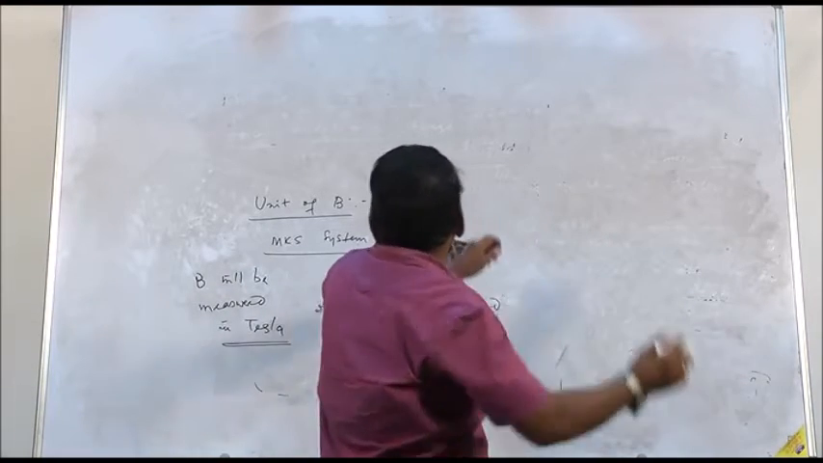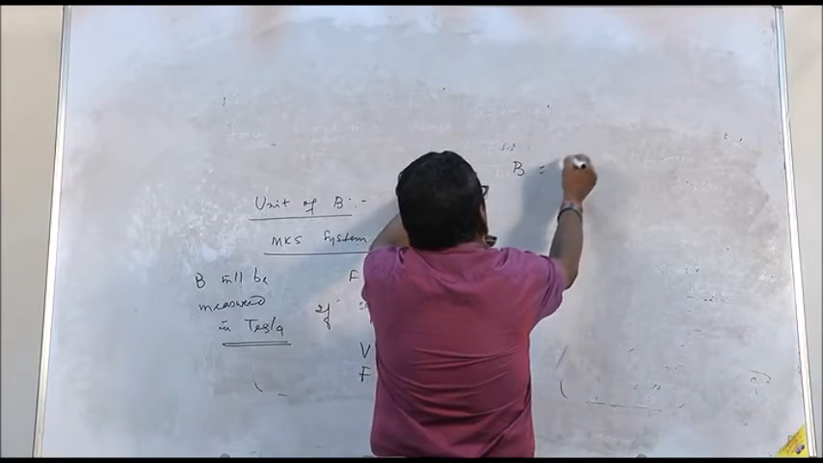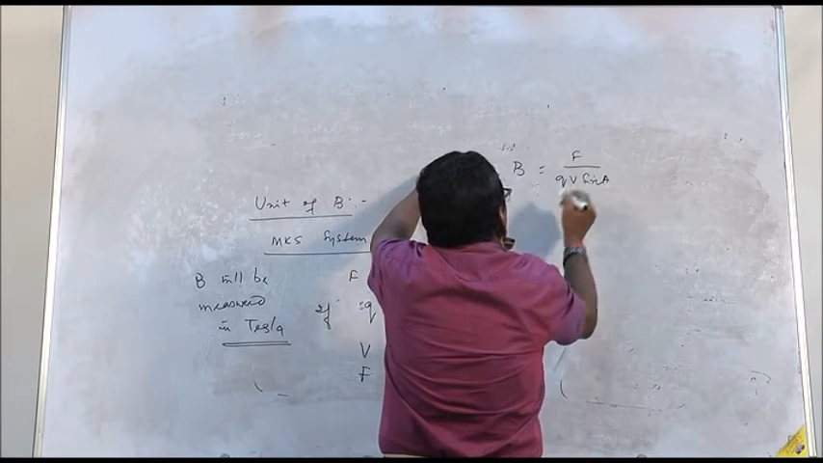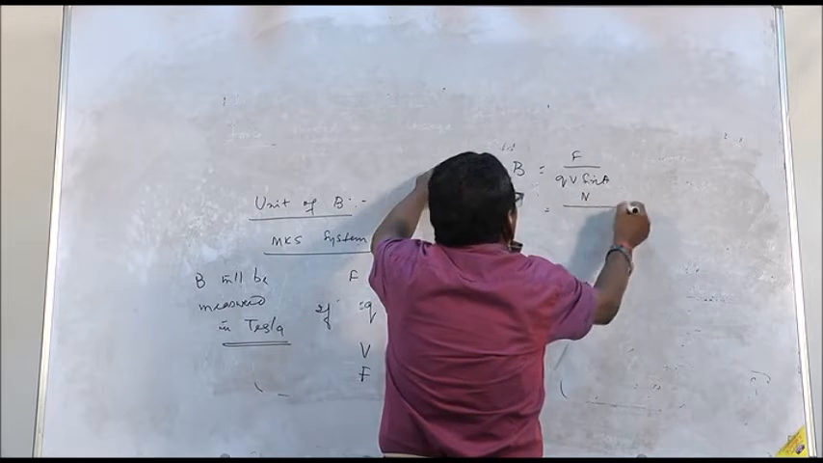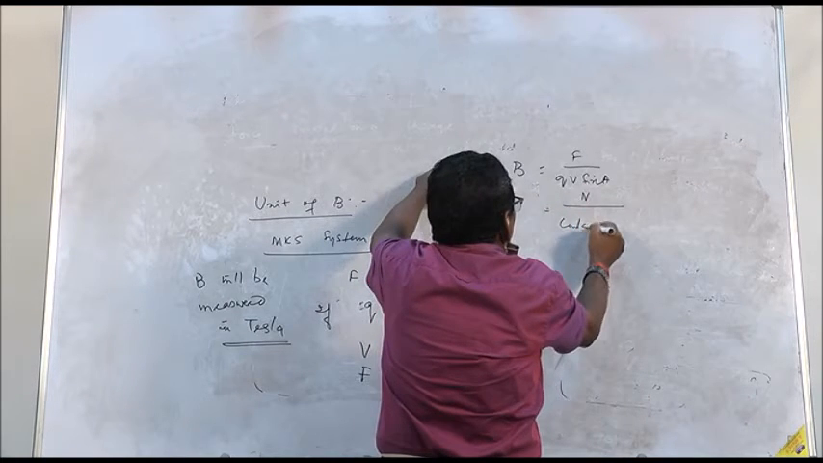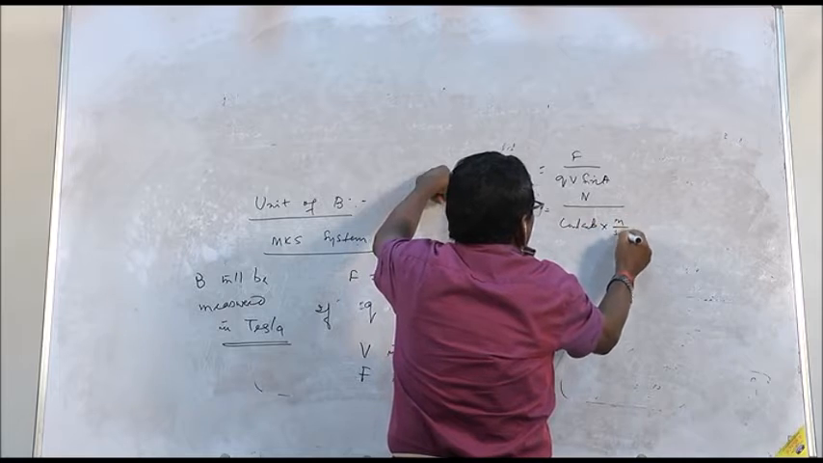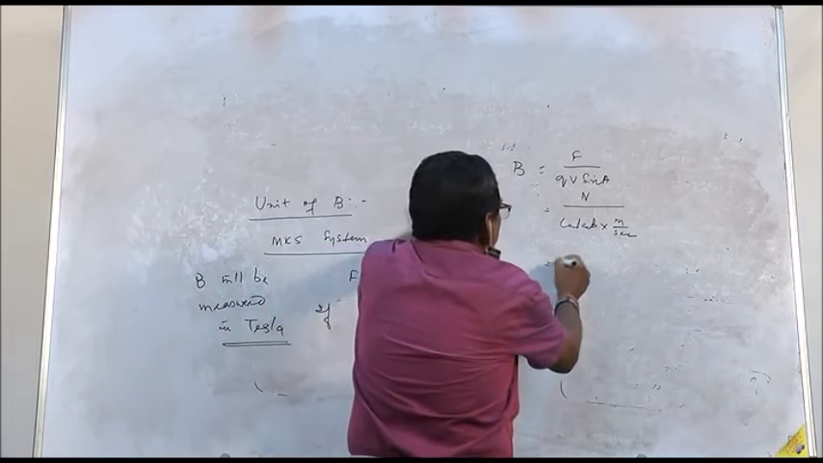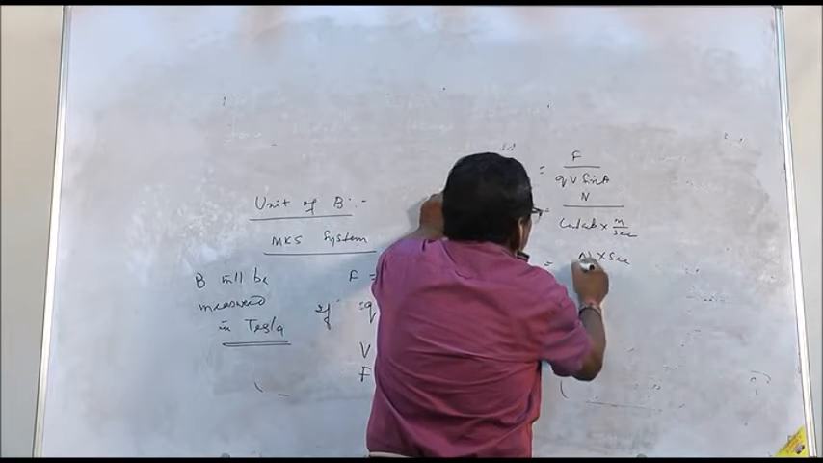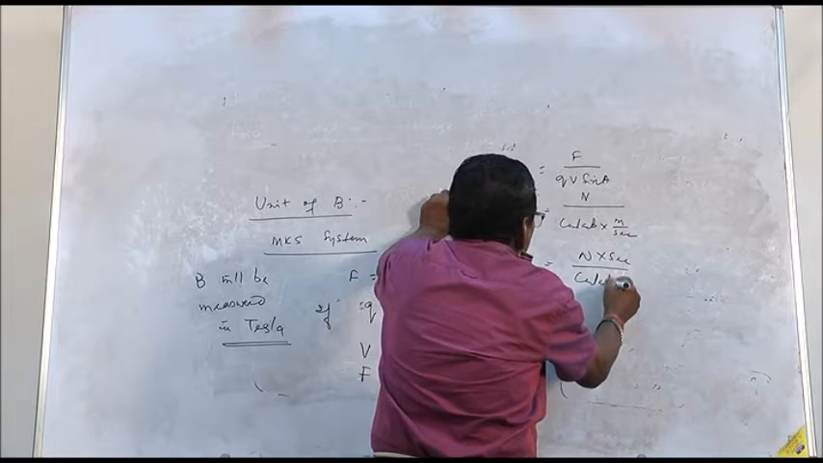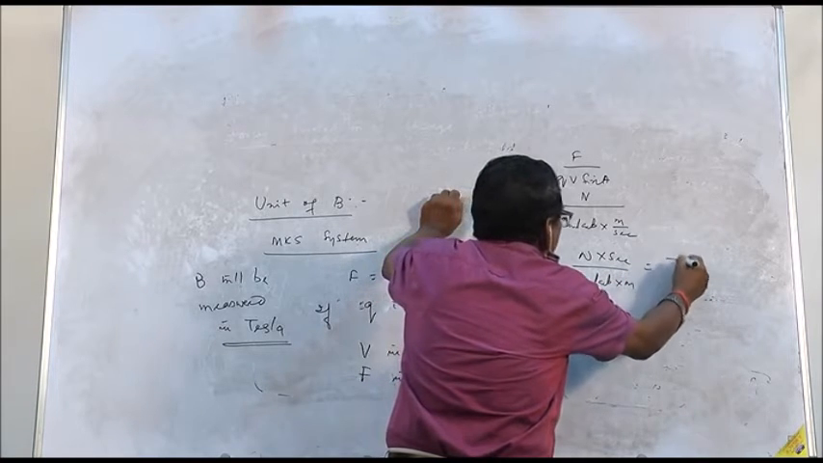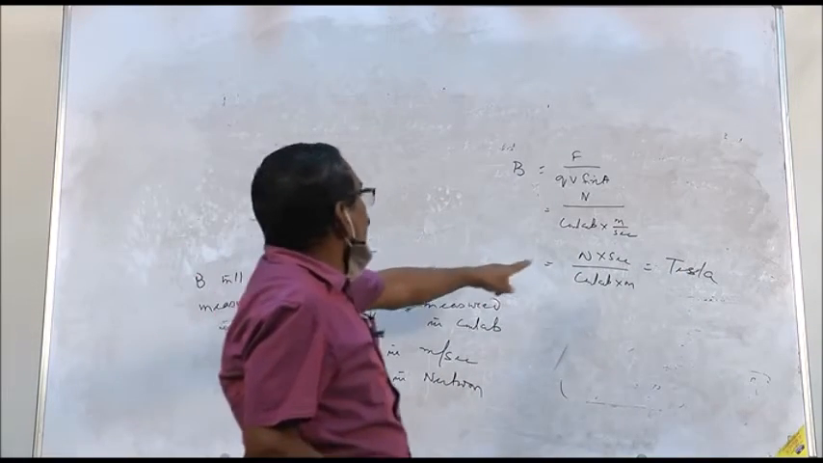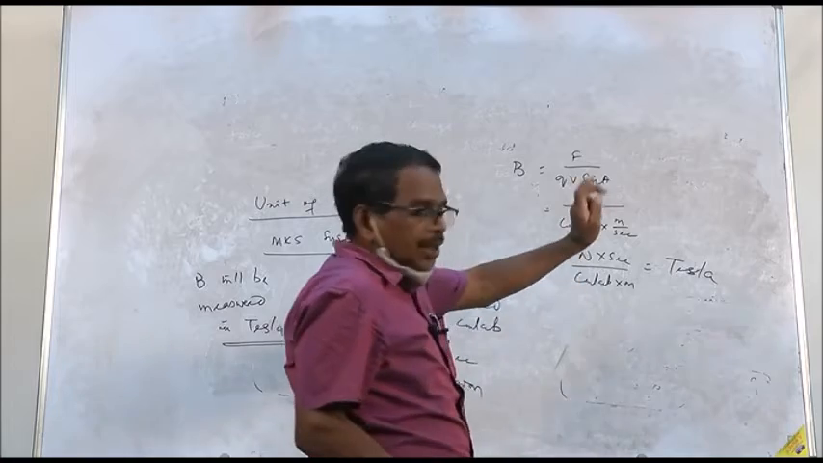So, what is Tesla? B is equal to F by QV sin theta, that is Newton by Coulomb into meter by second. Velocity is meter by second. So, Newton into second by Coulomb into meter. That is your Tesla. F is Newton, Q in Coulomb, V in meter per second, you get Tesla.